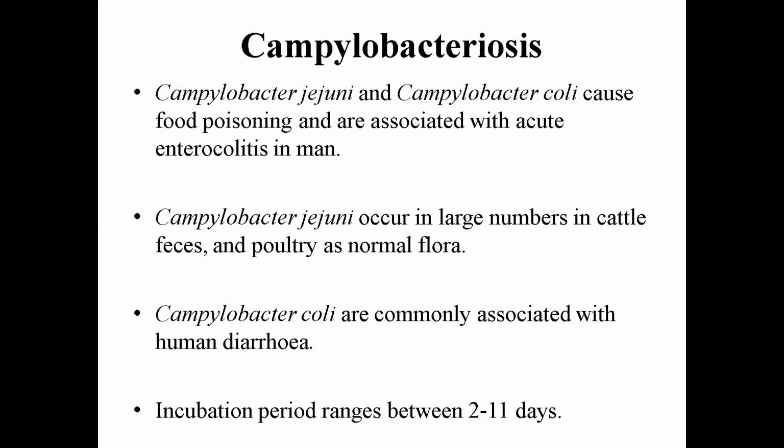Campylobacter jejuni and coli cause food poisoning, which also causes acute enterocolitis in man. Jejuni occurs in large numbers in cattle feces and poultry, so that is the mode of transmission. Coli is mainly associated with human diarrhea. Here you can see the incubation period is between 2 to 11 days. It takes quite a long time.